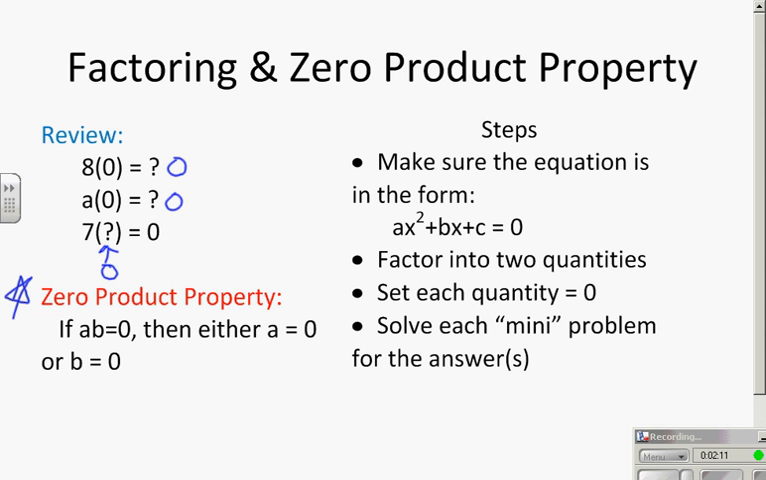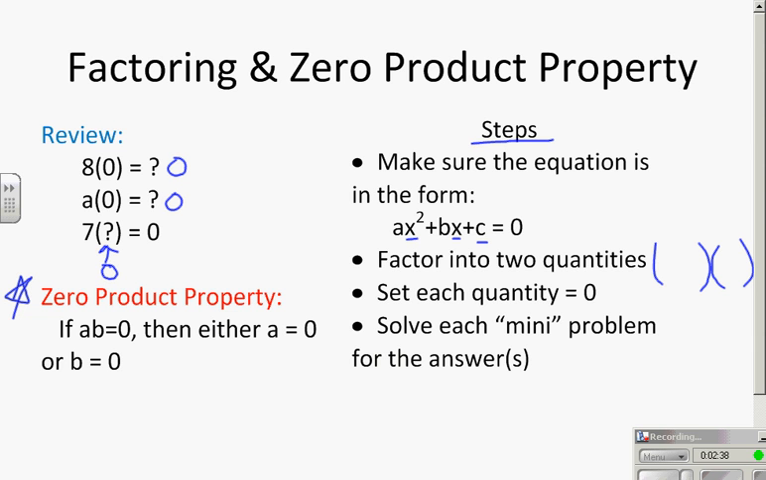So, steps. Number 1, make sure the equation is in the form ax squared plus bx plus c equals 0. If it's not equal to 0, use your algebra skills to add and subtract away so that it is. And then make sure it's in descending order of your exponent. So I have my x squared, then my x, then my constant. Go ahead and factor it into 2 quantities. And we've been practicing that.